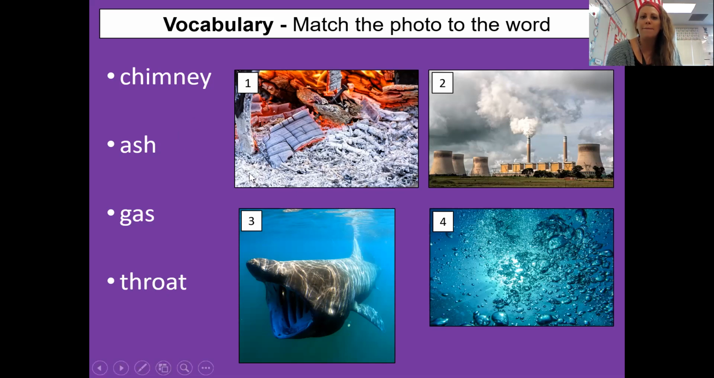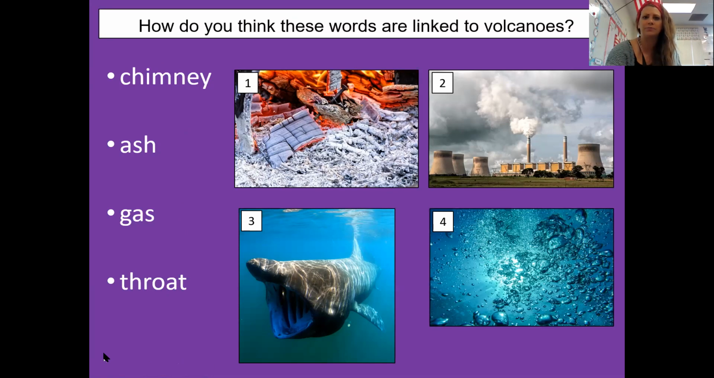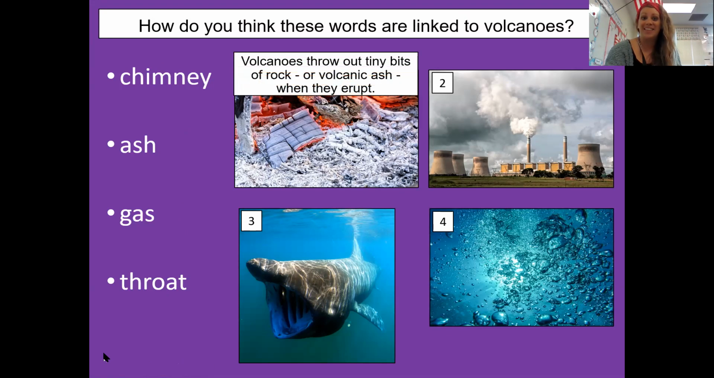So when you look at box number 1, do you think that is matching to chimney, ash, gas, or throat? Take a minute and think about that one. You should have a vocabulary word in your head. Let's see if you're right. This first picture is ash. So volcanoes throw out tiny bits of rock or volcanic ash when they erupt.